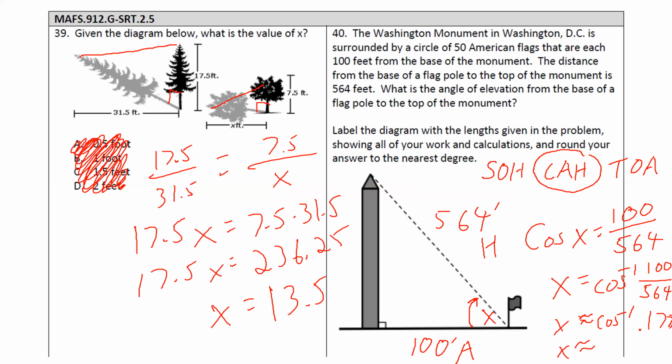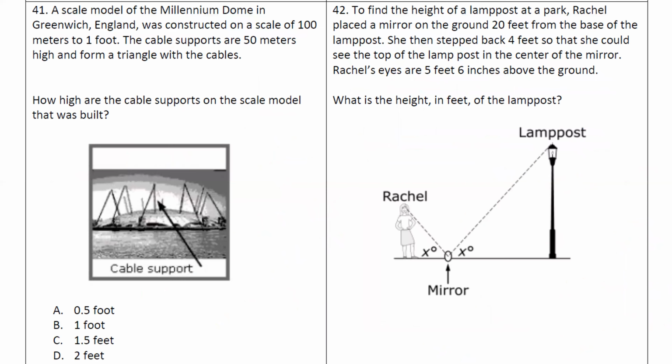It is, what do they want us to round to, nearest degree? So we get 79.7, which rounds up to 80 degrees. All right, going to 41.